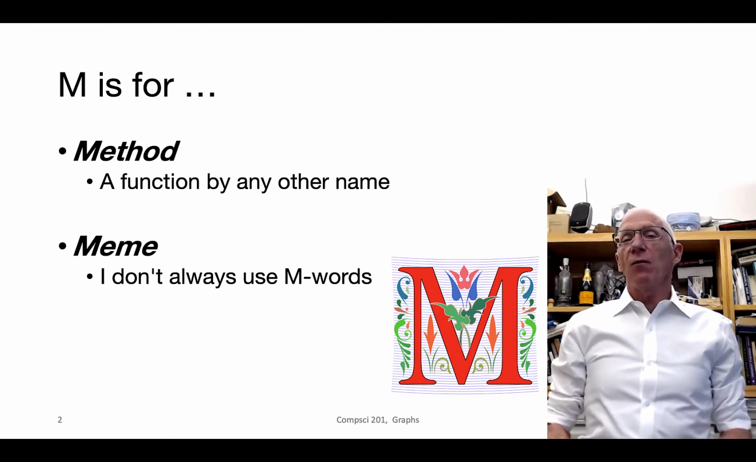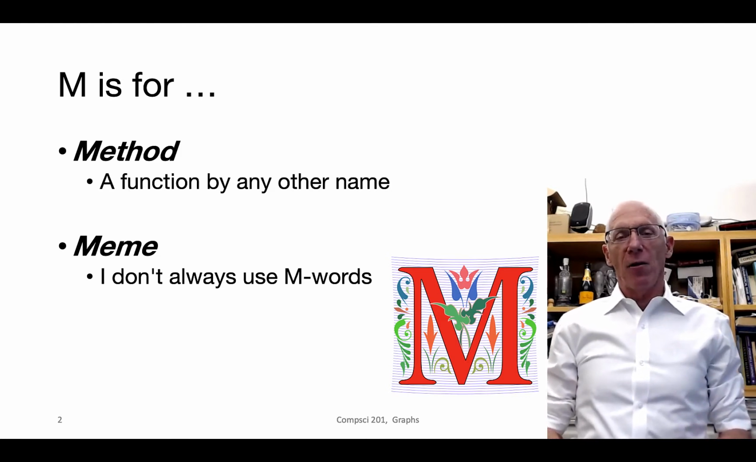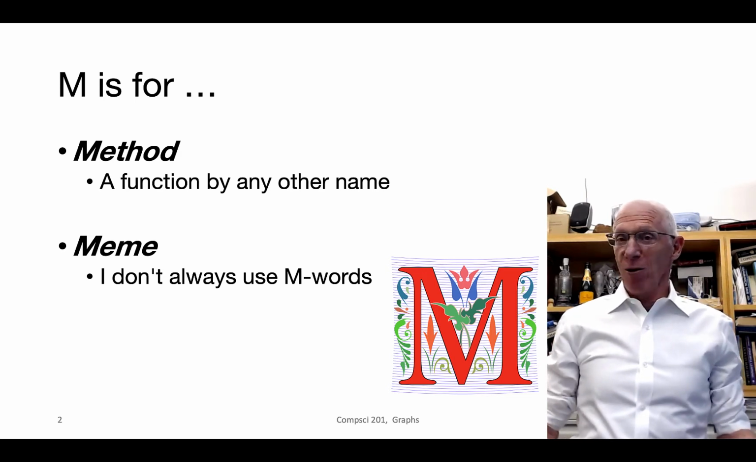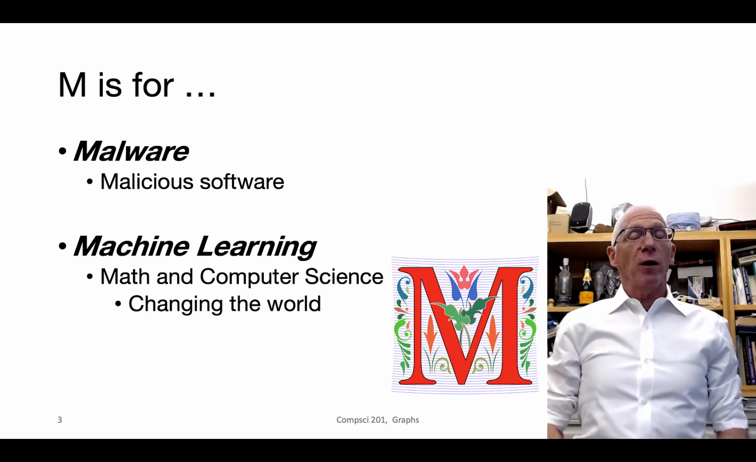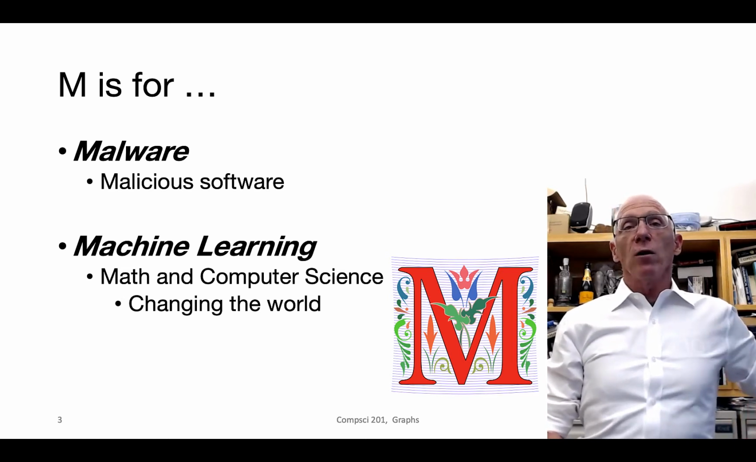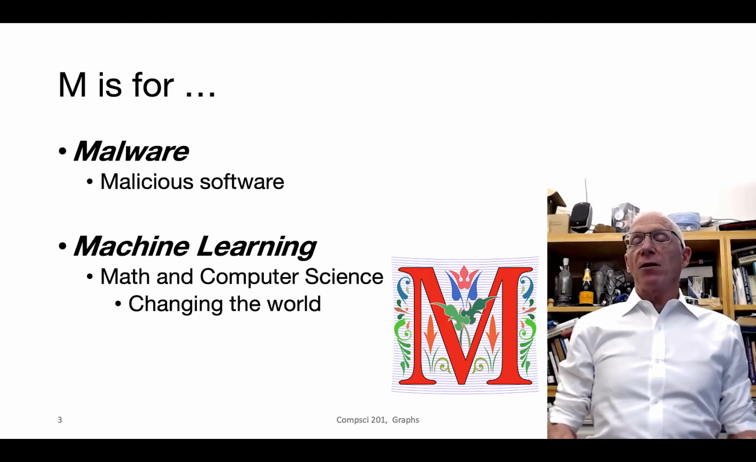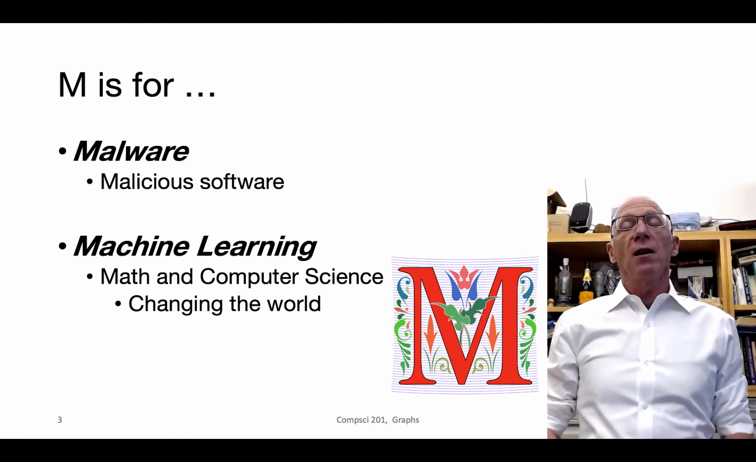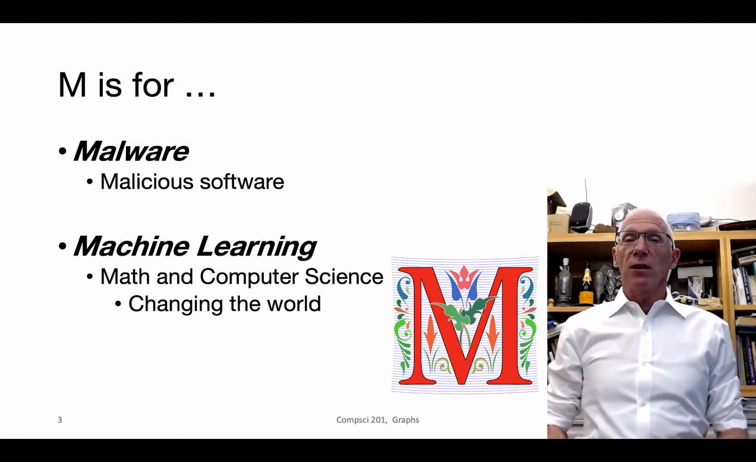In Java, a function is called a method. In other languages, we often call them functions. M is for meme. There are so many. For malware, malicious software you likely download unintentionally, and for machine learning, how math and computer science are changing the world with huge amounts of data and a need to be ethical in using it.